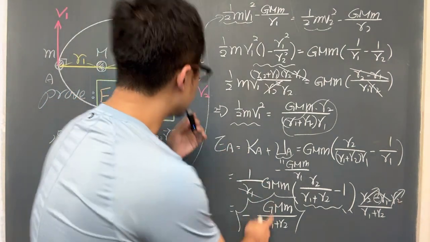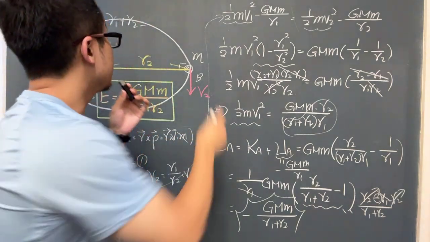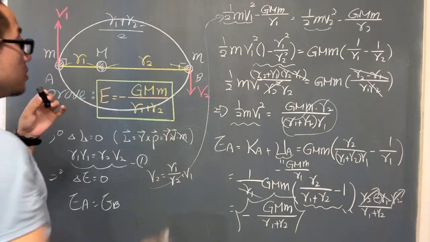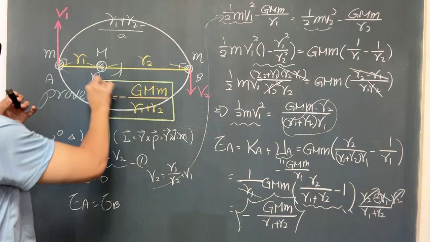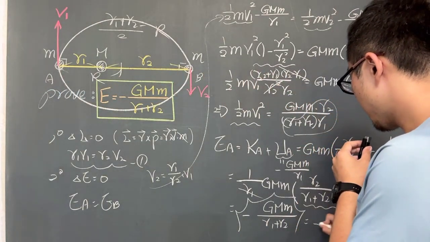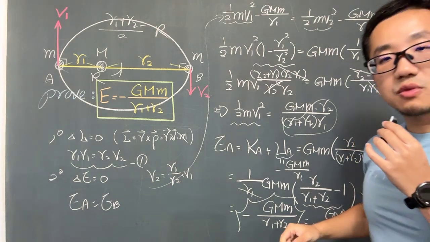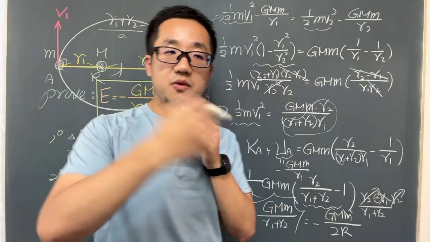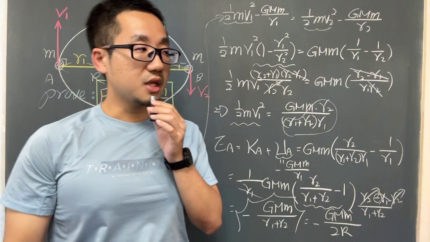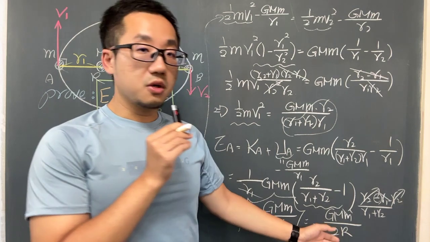So usually we will call r1 plus r2 divided by 2 the average diameter. So I can rewrite this as minus G times mass divided by 2 times the average. This is so much like a satellite moving around the Earth, circling around the Earth. It doesn't have to be elliptical motion. For circular motion, this is the form that we are familiar with.